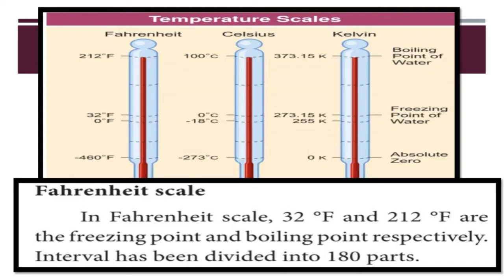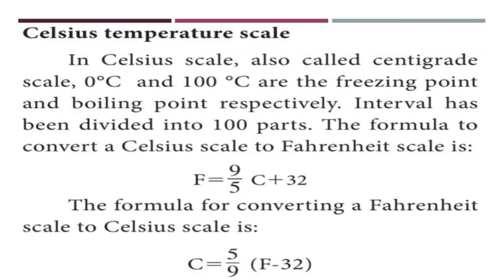There are three scales of temperature: Fahrenheit scale, Celsius or centigrade scale, and Kelvin or absolute scale. In the Fahrenheit scale, 32 degrees Fahrenheit and 212 degrees Fahrenheit are the freezing point and boiling point respectively. The interval has been divided into 180 parts. In the Celsius scale, also called centigrade scale, 0 degrees Celsius and 100 degrees Celsius are the freezing point and boiling point respectively. The interval has been divided into 100 parts.